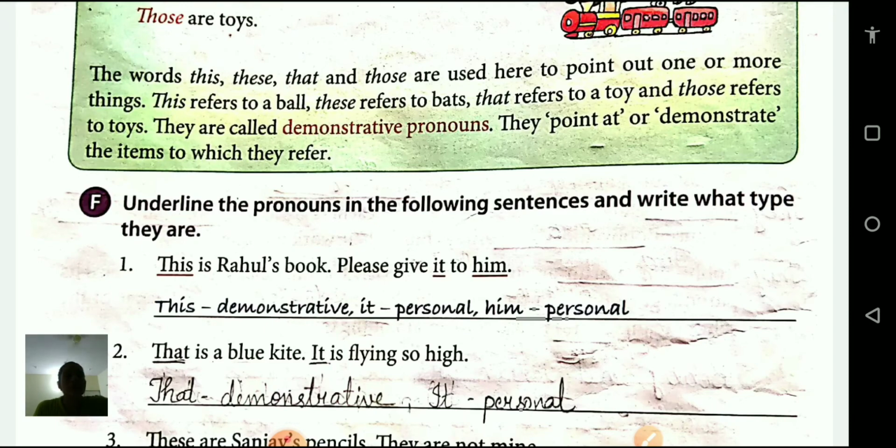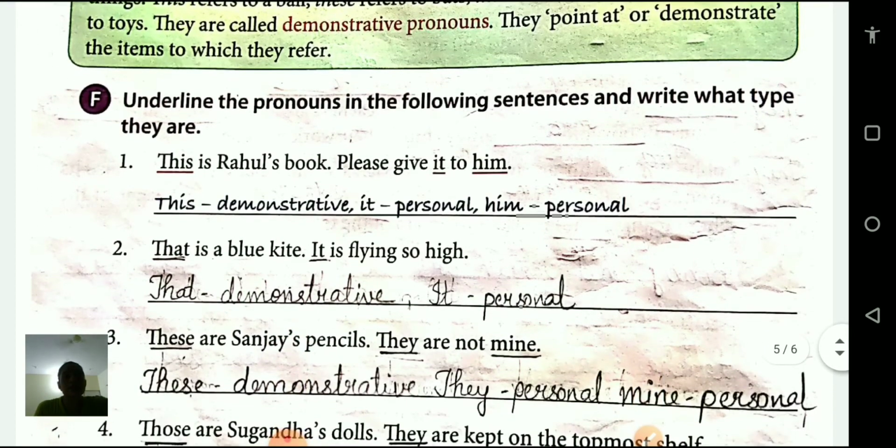Underline the pronouns in the following sentence and write what type they are. So first, this is Rahul's book. Please give it to him. In this sentence, this points out Rahul's book. That means this is a demonstrative pronoun. It is a personal pronoun and him is a personal pronoun.